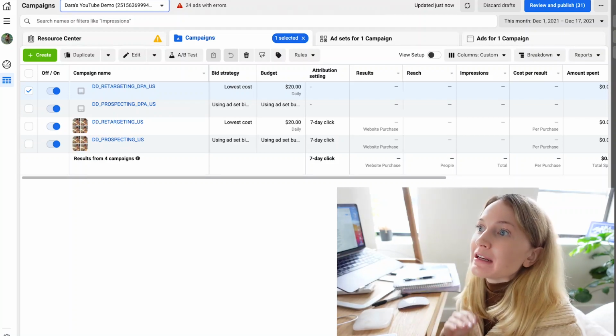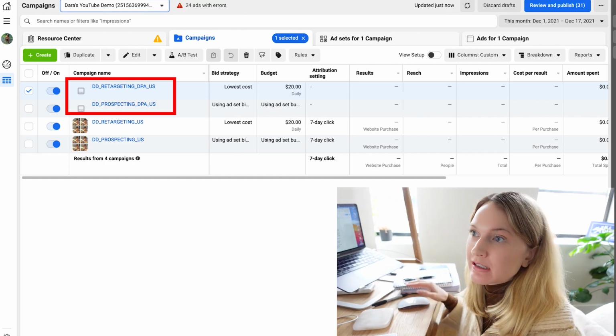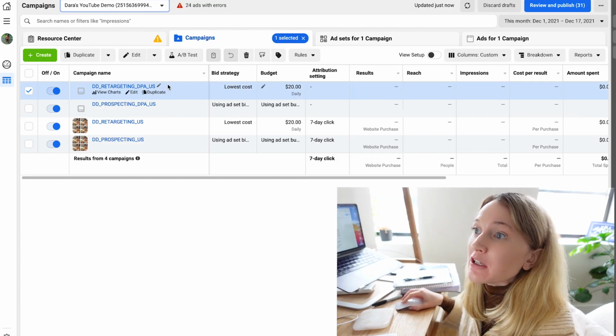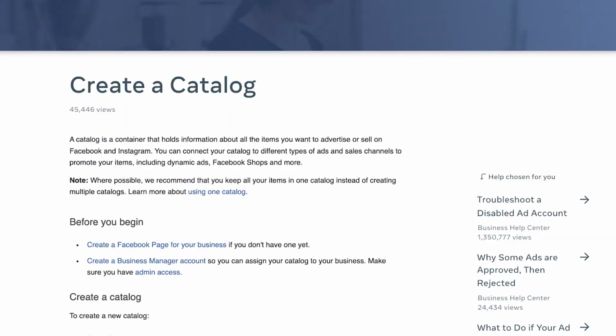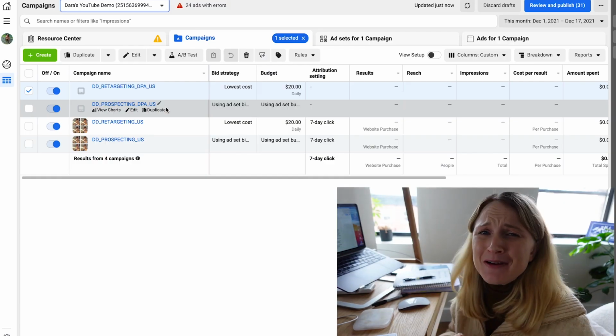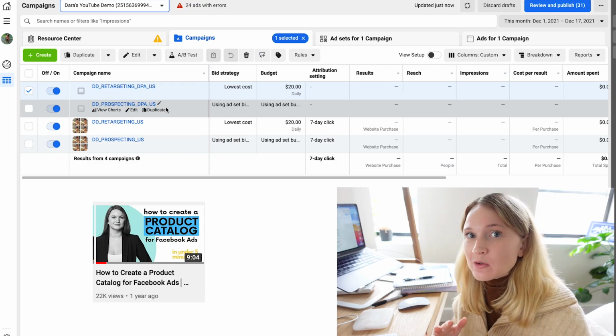The additional 2 campaigns that I suggest that you test are both dynamic product ad campaigns, also known as catalog sales. I have one here for retargeting as well as prospecting. Now, to set this up, you are going to need to have a product catalog uploaded to Facebook ads. And I do have a very old, objectively poorly produced video that shows you how to do that.